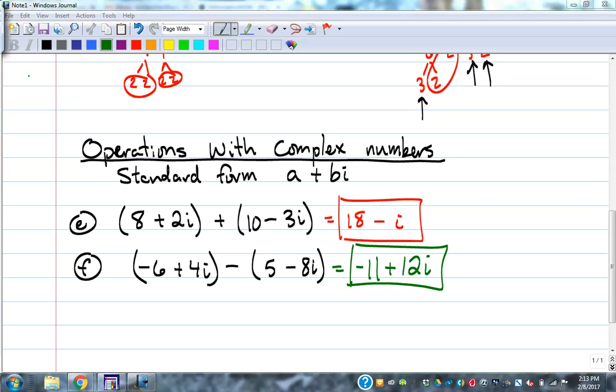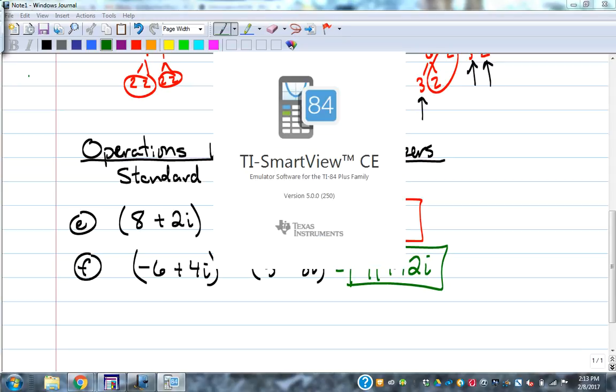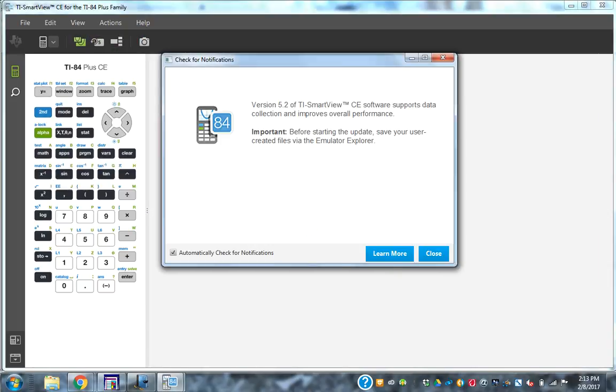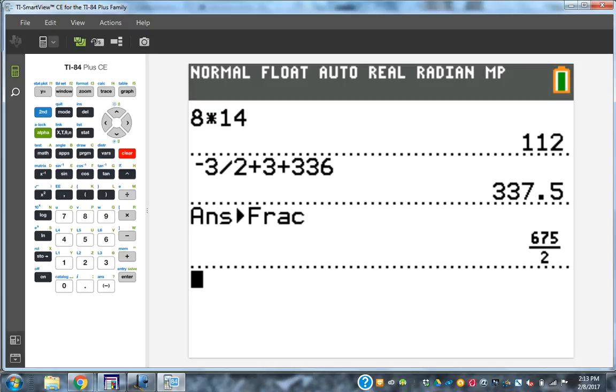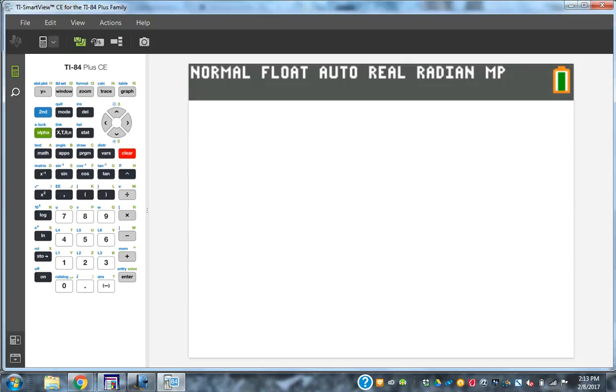I'll show you how you can check that stuff with your calculator, because it'll do that stuff. I don't usually do addition and subtraction with the calculator, because it's too easy, it's just two things. But I want to show you that your calculator can handle that. So on the regular calculator screen, if you wanted to type in example E again, where you had 8 plus 2i, to get the i on your calculator, you hit the second button, which is the blue one, and then the decimal point. If you look above the decimal point, there's a little blue i there. That's 2i. So second, decimal point.